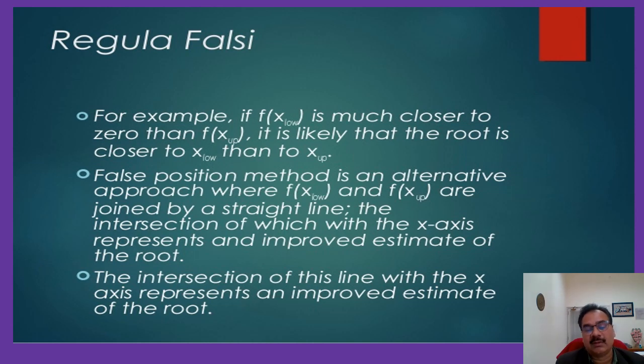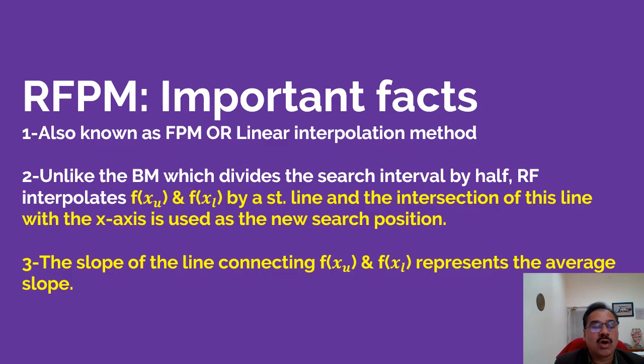The false position method is an alternative approach where f of x low and f of x up are joined by a straight line, the intersection of which with the x-axis represents an improved estimate of the root. So it is already clear in the regular false position method. What are other important facts in the regular false position method?